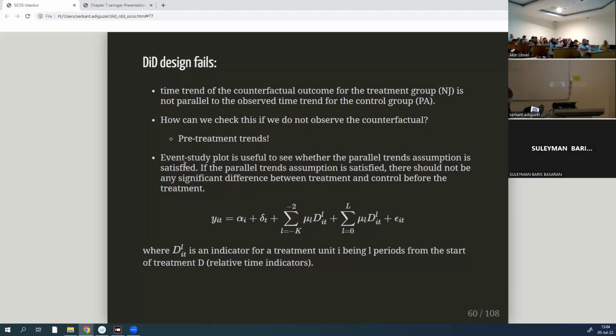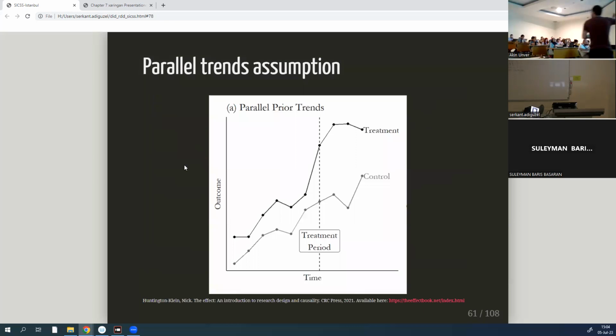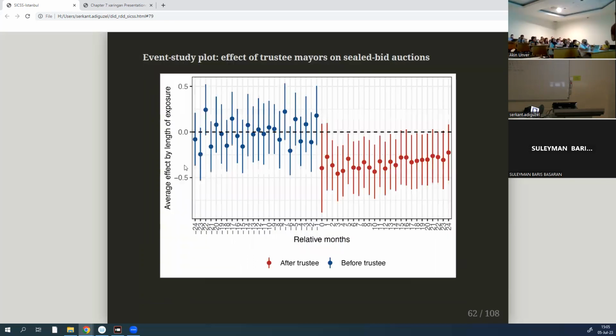If parallel trend assumption is satisfied, that means there is no difference between them. But after the treatment, you should find whatever, like if it is positive, it should be positive. If it is negative, it should be negative. So this is a more informal way of testing parallel trends. Just simply look at what the outcome will be between two groups over time. And for instance, here it looks parallel, right? So then you can conclude, okay, the parallel trend assumption is satisfied.